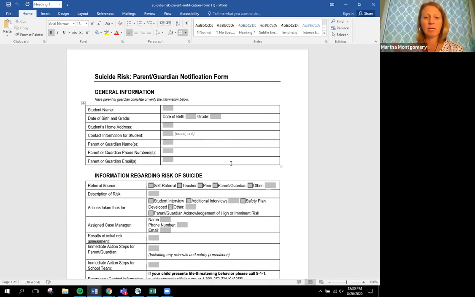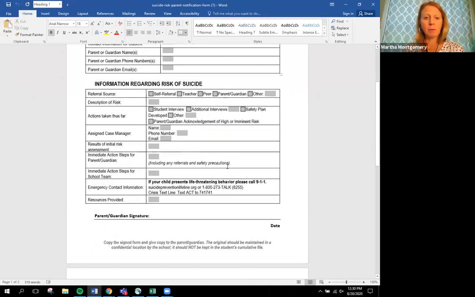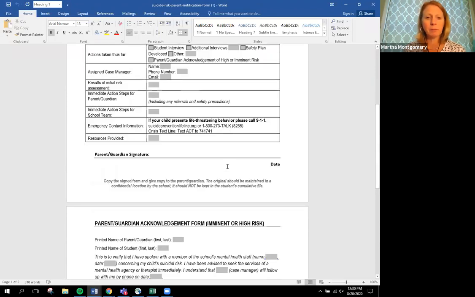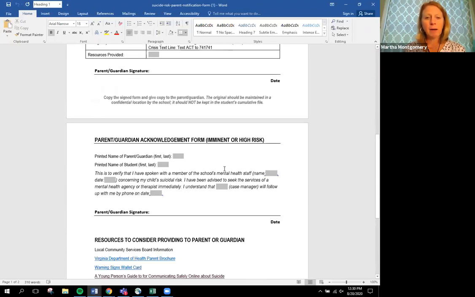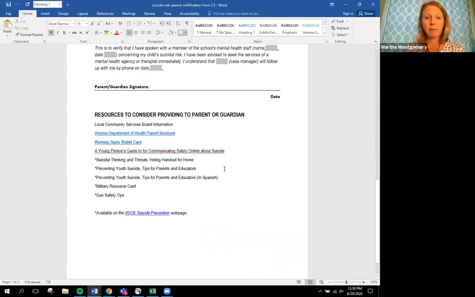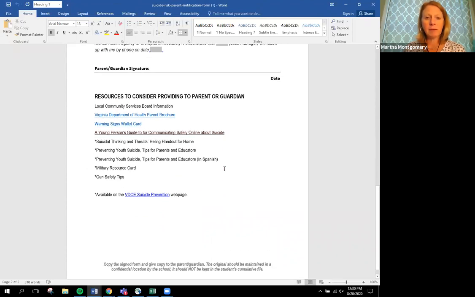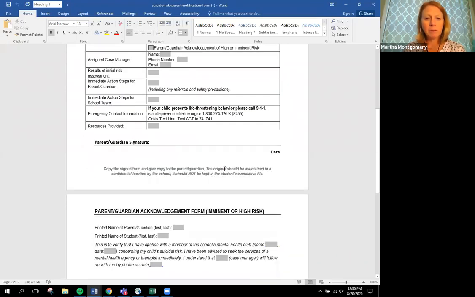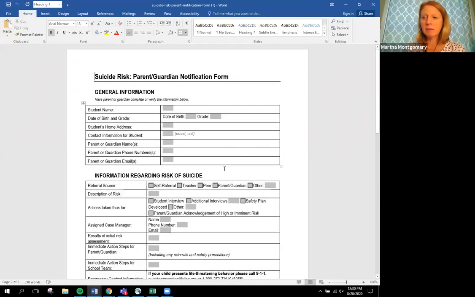This was the description, these are the actions that we've taken so far, and what we're recommending in terms of next steps. You also want to get some of that contact information, or ensure that that contact information is correct. And we want the parent to acknowledge that they have received the information. We also included some links on there for parents.